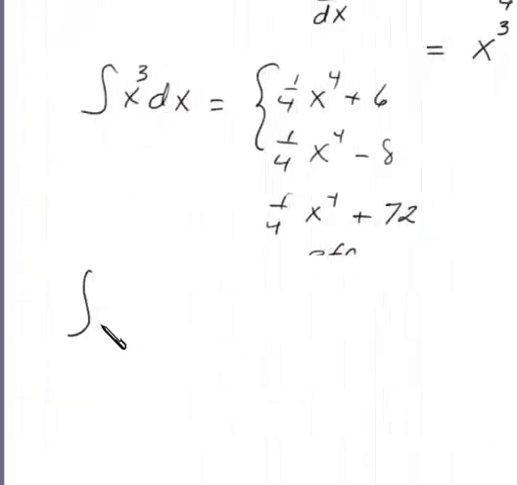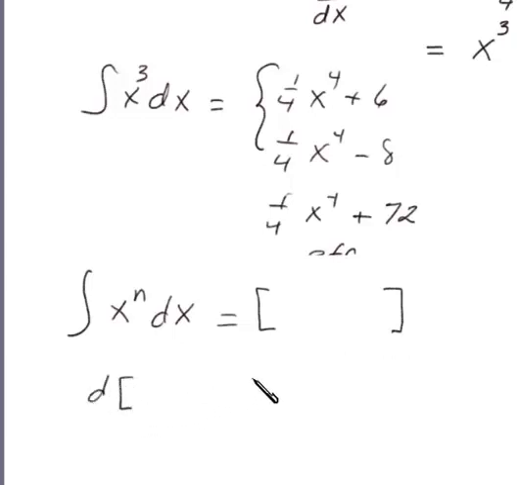So let's think about the integral of x to the n dx. This calls for an antiderivative of x to the n, also called the indefinite integral of x to the n, but an antiderivative is all it is. So the answer is going to be an expression, and I require the derivative of this expression to be equal to x to the n.